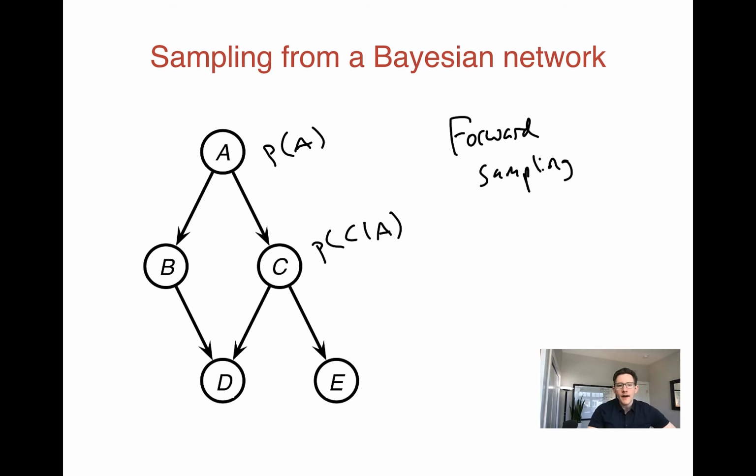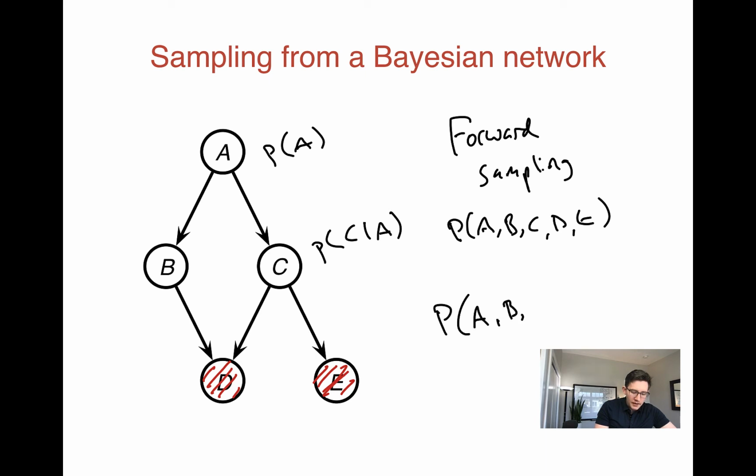Okay, but what if I have some observed values? That is, let's say I've observed D and E, and instead of producing values from the probability of A, B, C, D, E, that's the distribution that forward sampling would give me. Let's say instead I want the probability distribution for A, B, C given D and E.